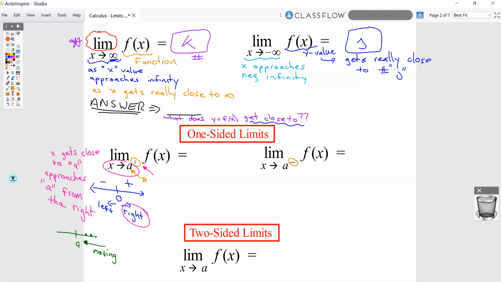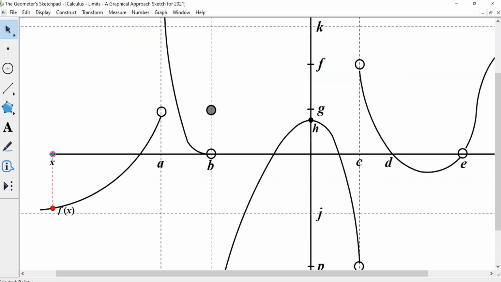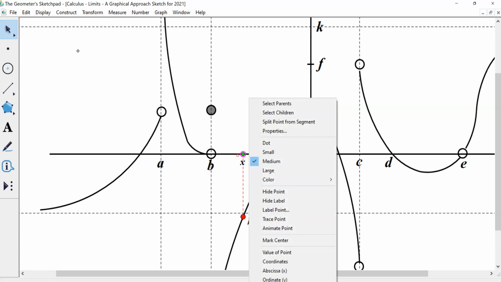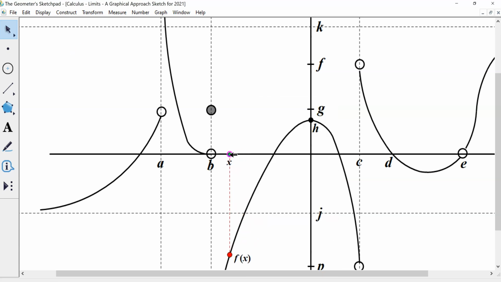All right, let's take a look at our graph and see what the actual answer is. Here's my x value way over here, and then I see where A is. Because this is a right-hand limit, the first thing I'm going to do is slide my x value somewhere to the right of x equals A, and then remember what we're doing. I'm going to let the x value get closer and closer to A, and the f of x is changing.